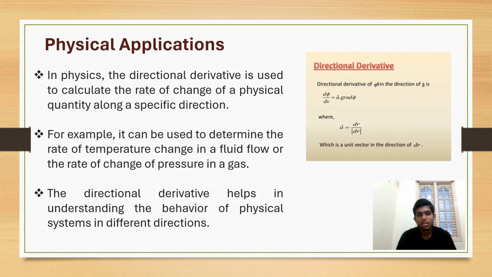Physical applications. In physics, the directional derivative is used to calculate the rate of change of a physical quantity along a specific direction. For example, it can be used to determine the rate of temperature change in a fluid or the rate of change of pressure in a gas. The directional derivative helps in understanding the behavior of a physical system in different directions.